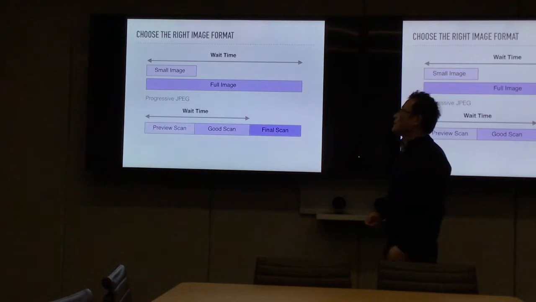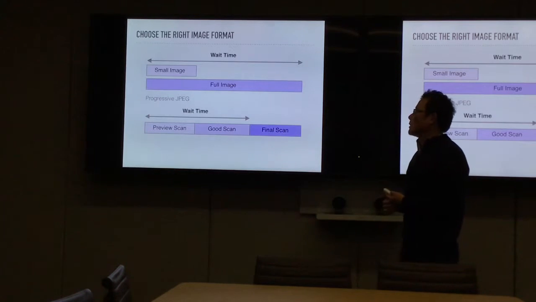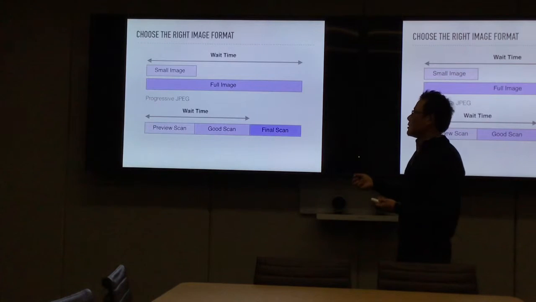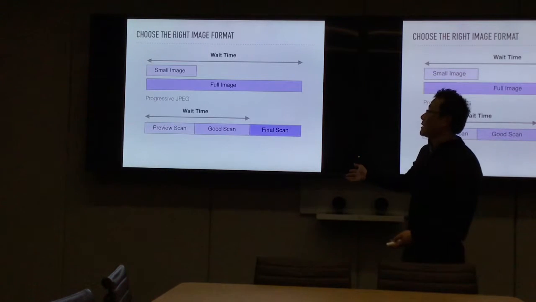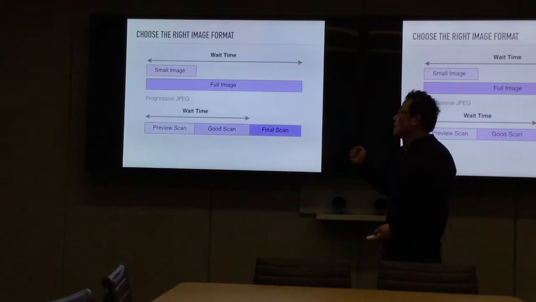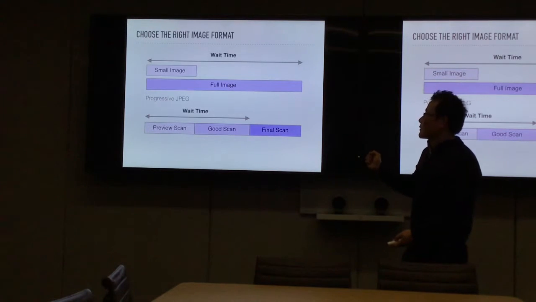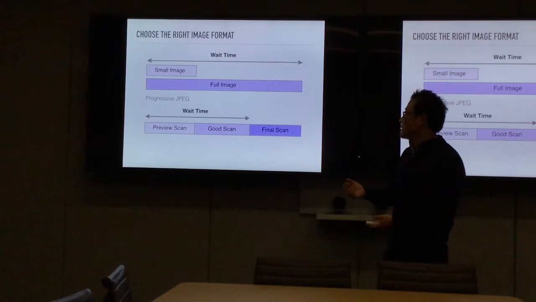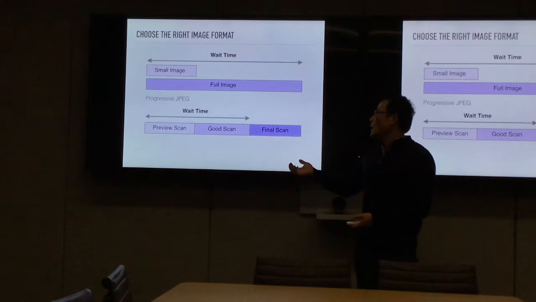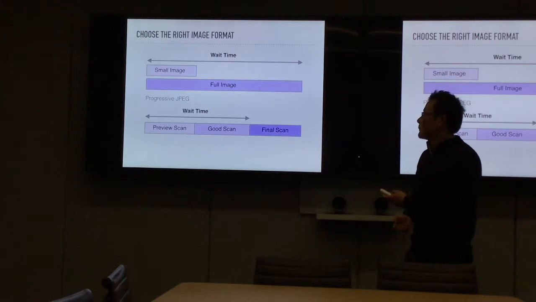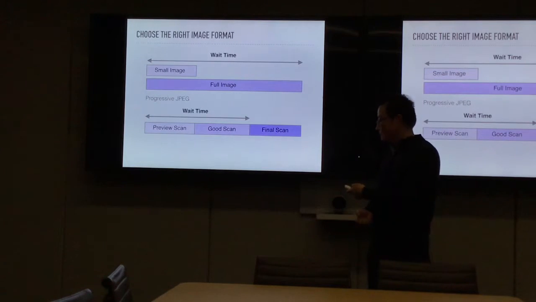This is a chart of generally how it works, right? So this is pretty much a repeat of the previous slide, because progressive image waiting time is very short. You get the small images from the very start, and then gradually have a preview scan, good scan, and final scan. So it's kind of non-blocking and user-friendly.